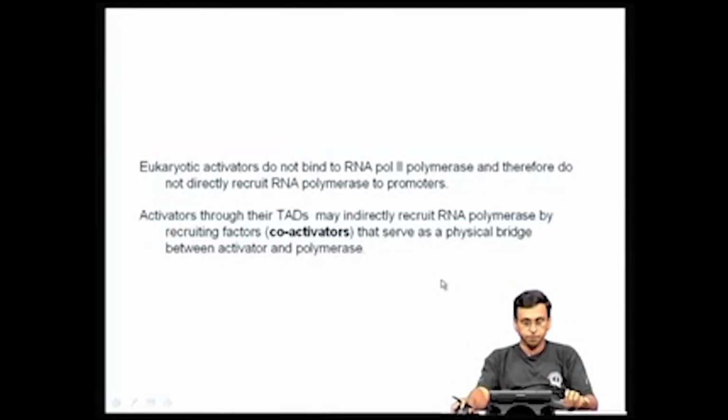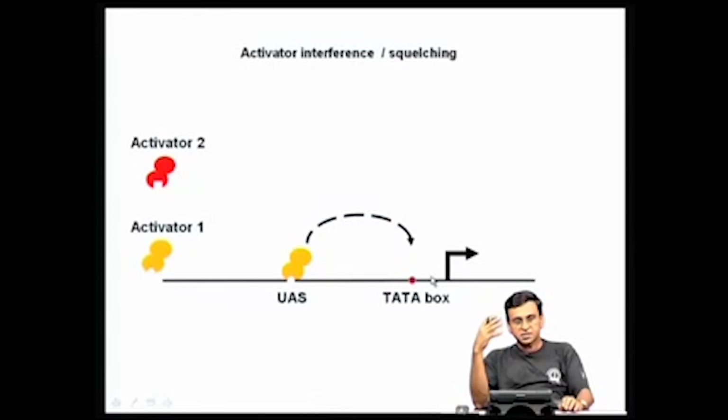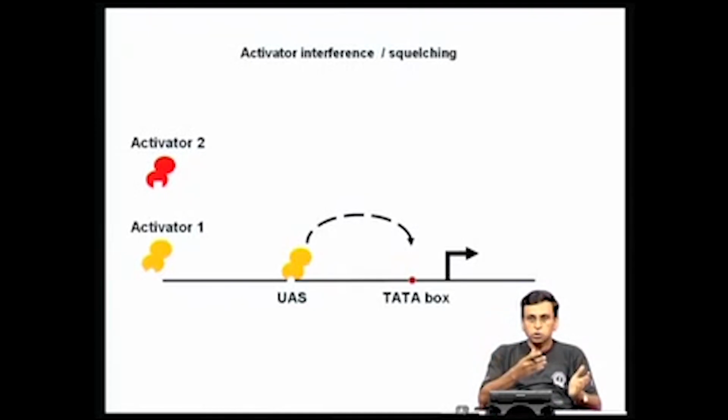The other interesting experiment, especially from the group of Mark Ptashne in the late 80s and early 90s, is this. I told you in the last slide that different eukaryotic activators may require different coactivators, but there are also many examples where two different activators may require the same coactivator. Now, how do you demonstrate that? Some very interesting experiments were done, and these are called activator interference or squelching experiments. Let me explain what we mean by that.